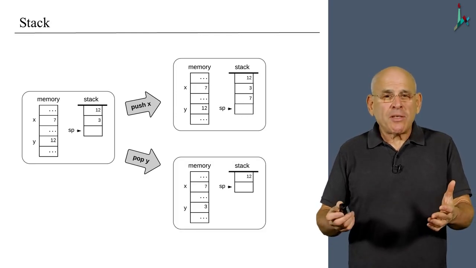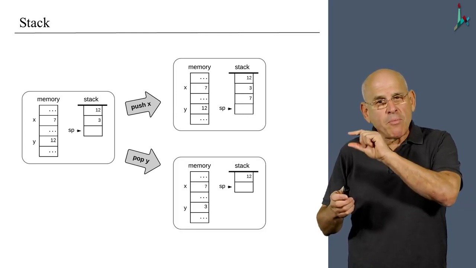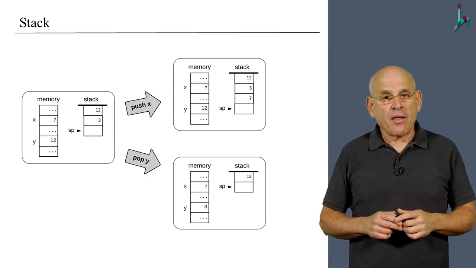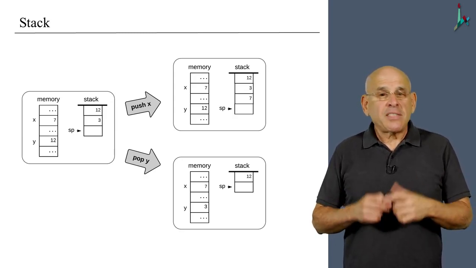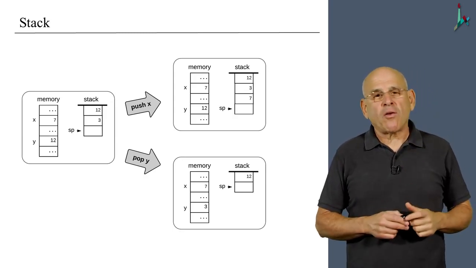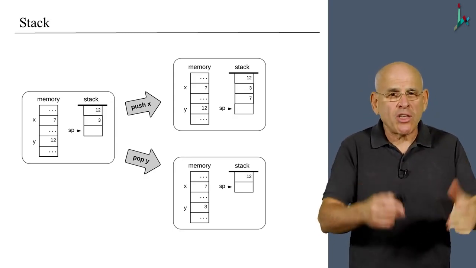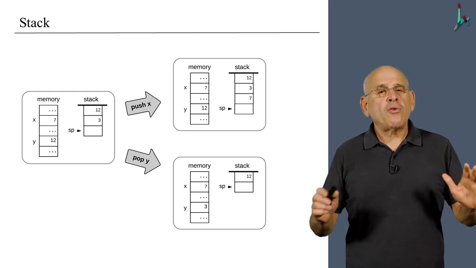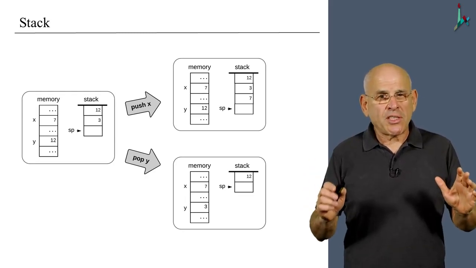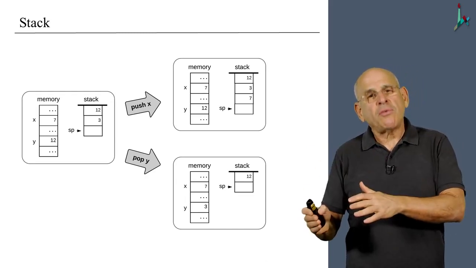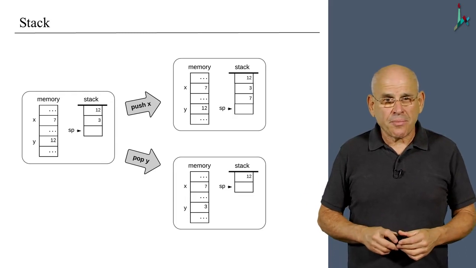One sub-operation will remove the top value from the stack, this 3, and the second operation will take this value 3 and store it in location y. So whatever used to be location y is going to be overridden. So these are the two fundamental operations that we're going to use in order to move data from the stack to the memory and vice versa.